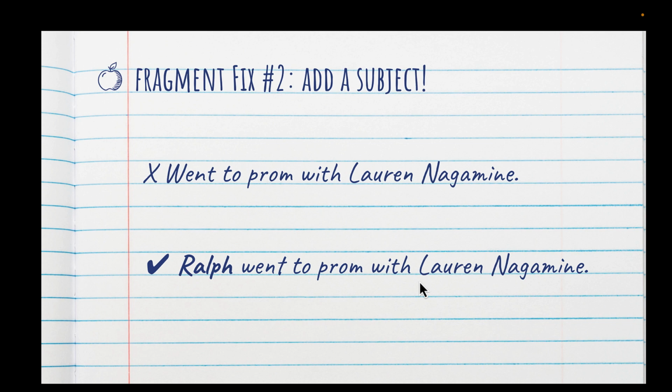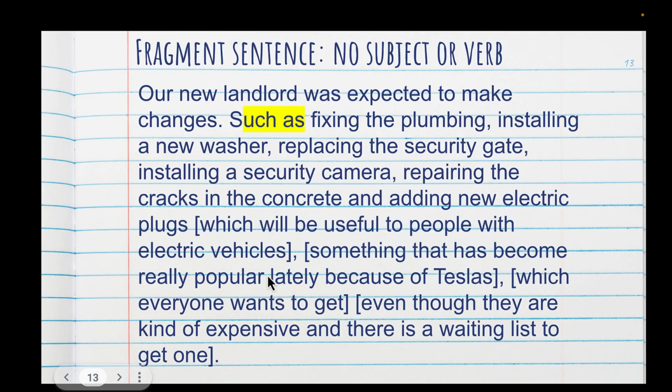Sometimes we are missing a subject. Went to prom with Lauren Nagamine, not a complete sentence, because we might say that and people might understand what we mean, but in writing we need a subject to call it a complete sentence. Ralph went to prom with Lauren Nagamine. We got a subject, we got the verb went to prom. That is a complete sentence.